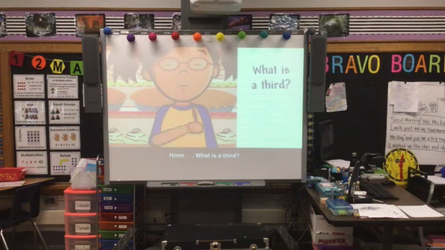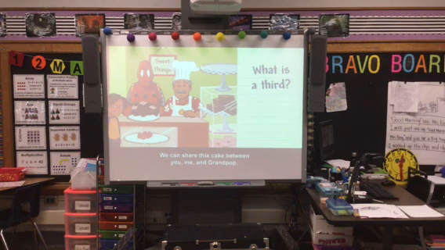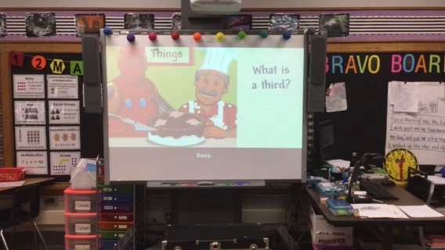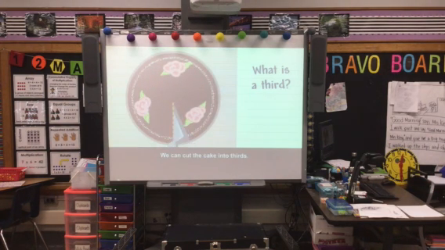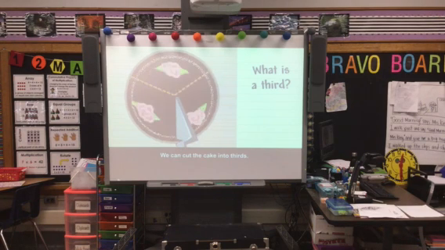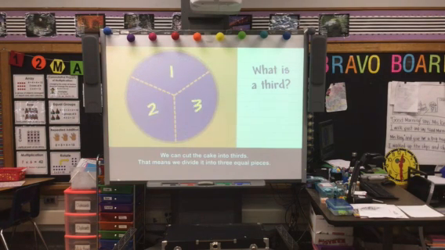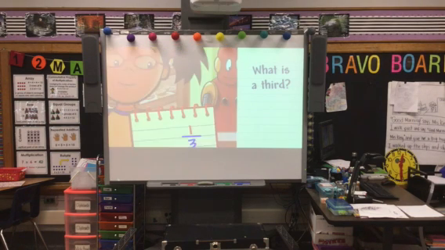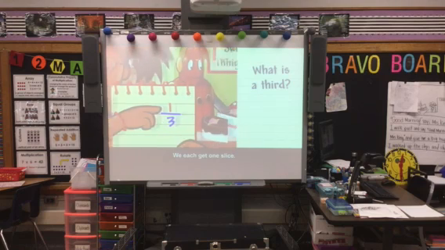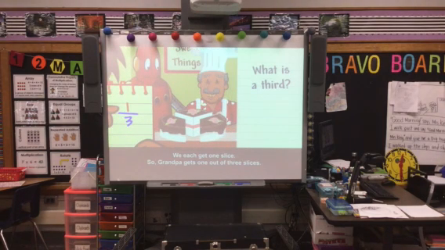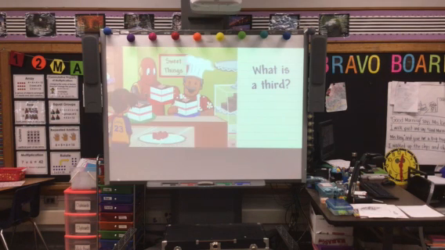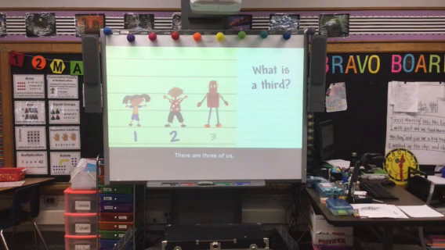What is a third? We can share this cake between you, me, and Grandpa. We can cut the cake into thirds. That means we divide it into 3 equal pieces. We each get 1 slice. So Grandpa gets 1 out of 3 slices. We each get 1/3 of the whole cake. There are 3 of us, but only 1 is a robot. So 1 out of 3 of us is a robot.